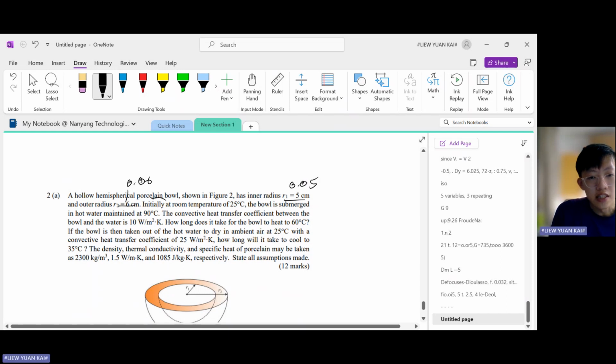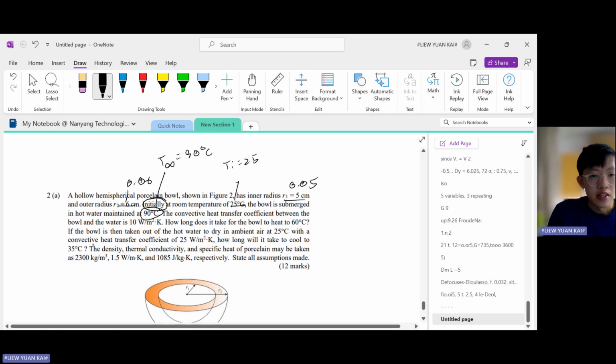Then it says initially, okay? This is the key word. Initially, it is at the temperature of 25 degrees Celsius. So we know that this is T initial, 25 degrees Celsius. The bowl is submerged in hot water, maintained at 90 degrees Celsius. So you see, it is surrounded by a fluid of a constant temperature. Fluid temperature refers to the ambient temperature, so actually this is T infinity of 90 degrees Celsius. A fluid refers to either liquids or gases, a surrounding liquid or surrounding gas.